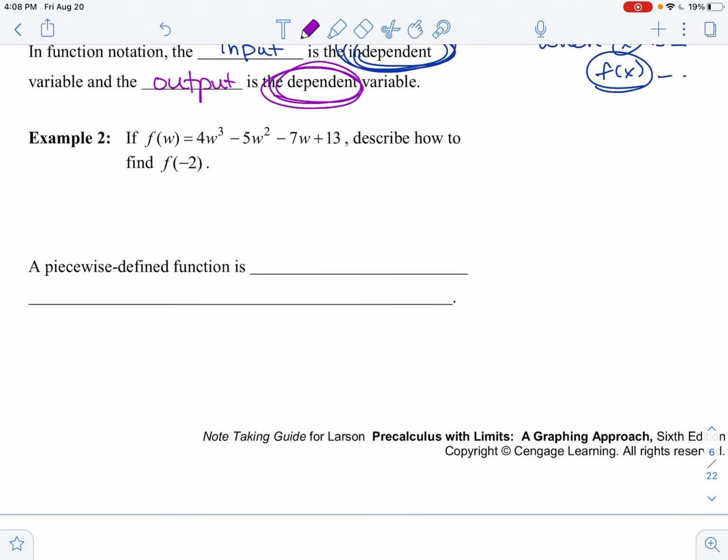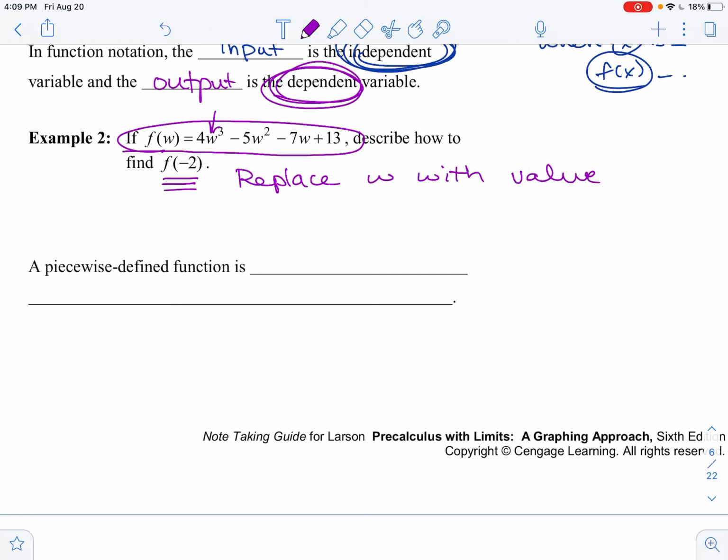Okay, so if this is the function, how would we find f of negative 2? You've probably done this before. All we have to do is replace every x we see with the value of negative 2.